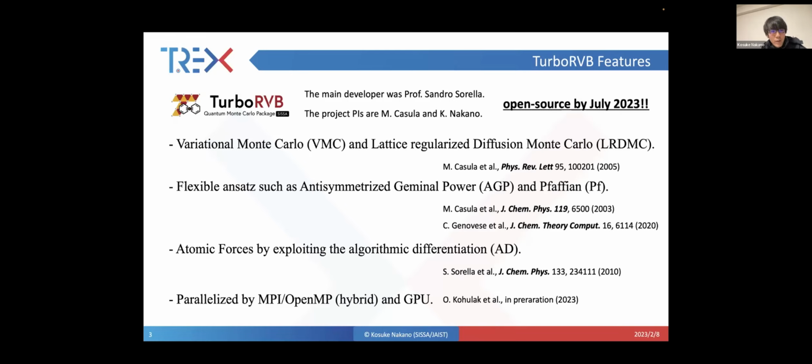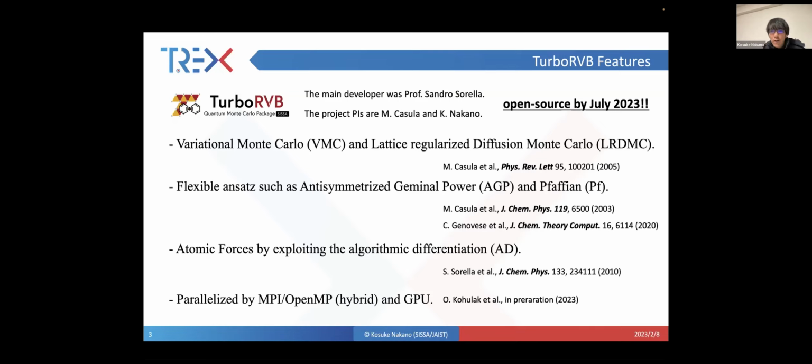As Claudio mentioned, TurboRVB implements two real space Monte Carlo methods, variational Monte Carlo and lattice regularized diffusion Monte Carlo. Another feature of TurboRVB is that we can use flexible ansatz, such as the antisymmetrized geminal power and Pfaffian, by which we can go beyond the standard Slater determinant, which means we can consider more electron correlation.